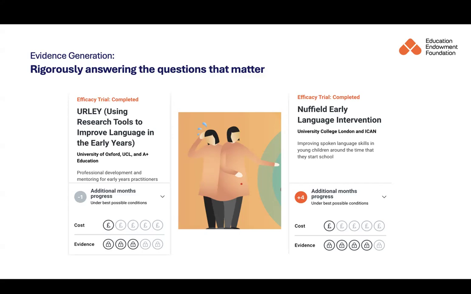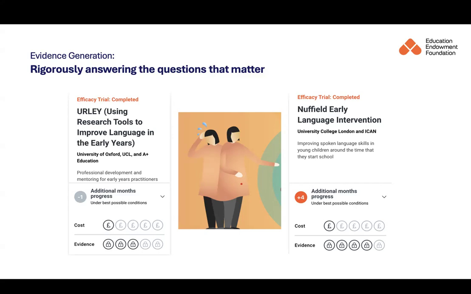So both of them are early language intervention programs. Both of them try and boost the language skills of young people. Both of them have been developed by very respectable academic teams, one from the University of Oxford, one from University College London. Both interventions cost around the same amount. But if you look at the one on the left, actually, the people that received that intervention did marginally less well than the students in everyday teaching conditions or business as usual.